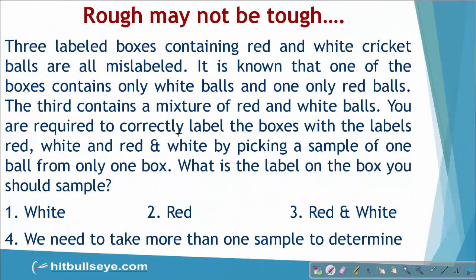If you take a look at this question, 3 labeled boxes containing red and white cricket balls are all mislabeled. It is known that one of the boxes contains only white balls and one only red balls. The third one contains a mixture of red and white balls. You are required to correctly label the boxes with the labels red, white and red and white by picking a sample of one ball from only one box. What is the label on the box you should sample?